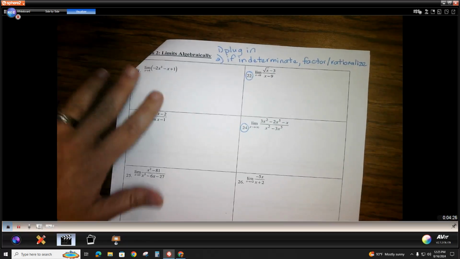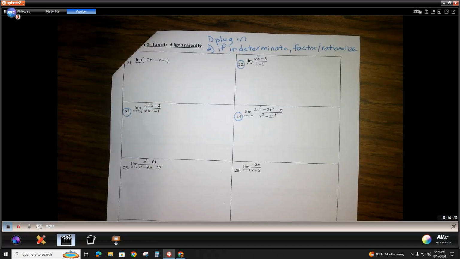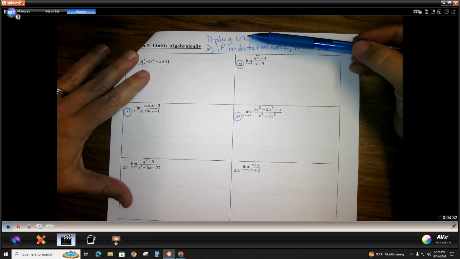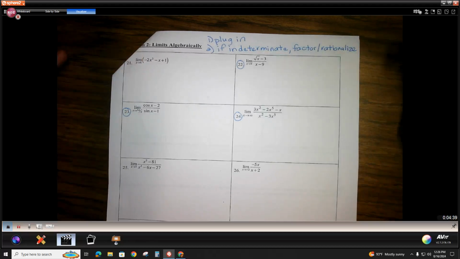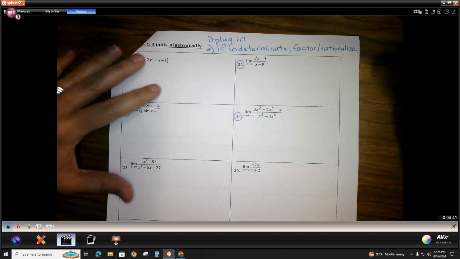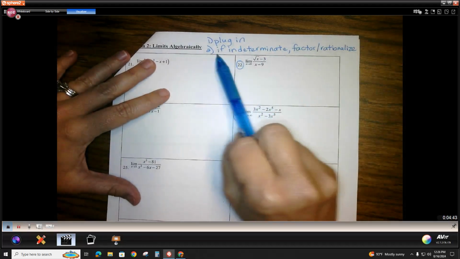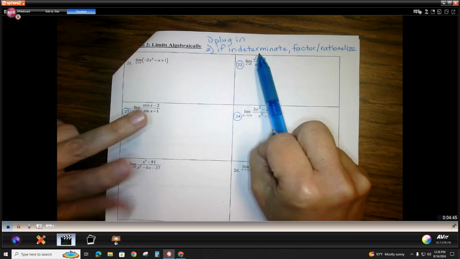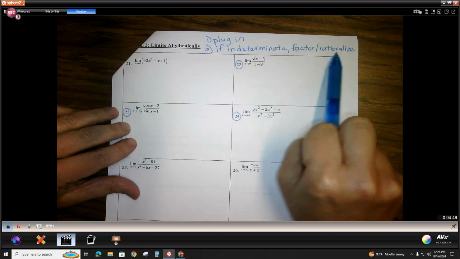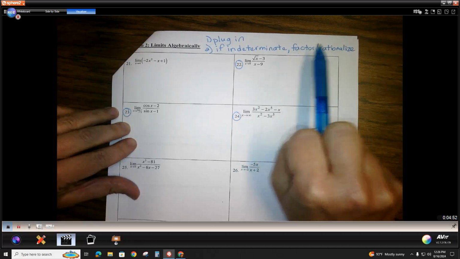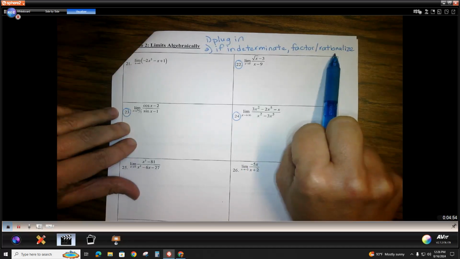Okay, section 2 is finding the limits algebraically. Thus far, we were just doing the graphs. The first thing you should always try is to plug in. That's step 1 anytime you're doing it, because sometimes when you plug it in, that's all you have to do and you're done. If you get indeterminate, so that means 0 over 0 or infinity over infinity, then you want to try to rearrange it in some way. You can try factoring, or you can rationalize it to see if you can get rid of the radical.